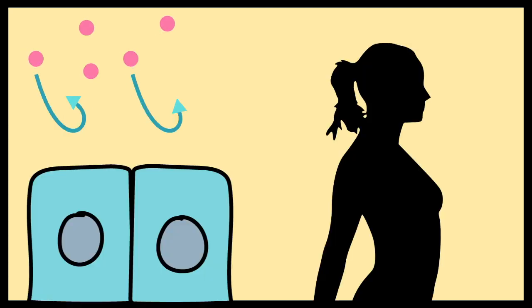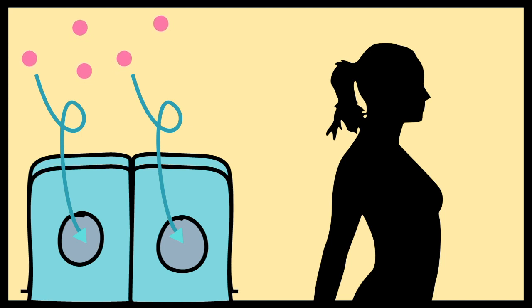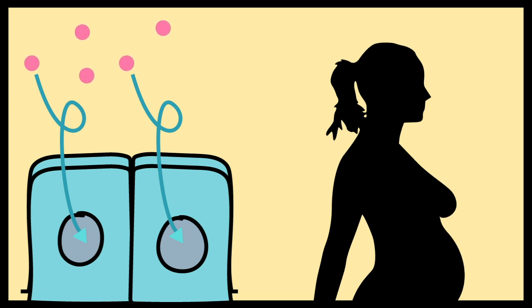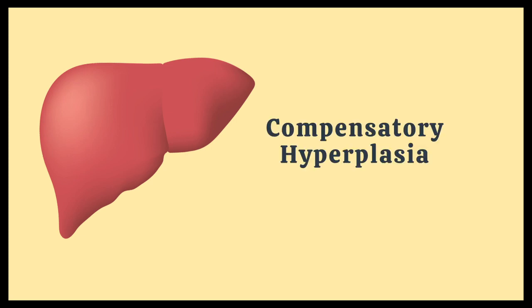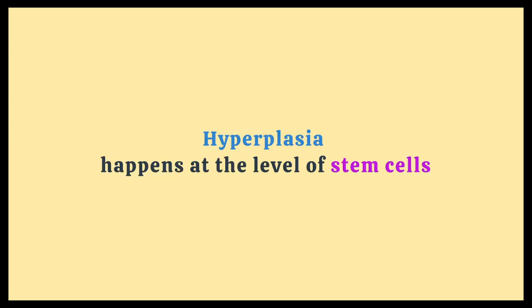Physiologic hyperplasia can be because a hormone is signaling the cell to multiply. That's what happens in the female breast during puberty and pregnancy. Or it can be after damage or resection and the cells are trying to regenerate. You see this especially in the liver. It's called compensatory hyperplasia. The cells are trying to compensate for something that is missing. This all happens at the level of stem cells.